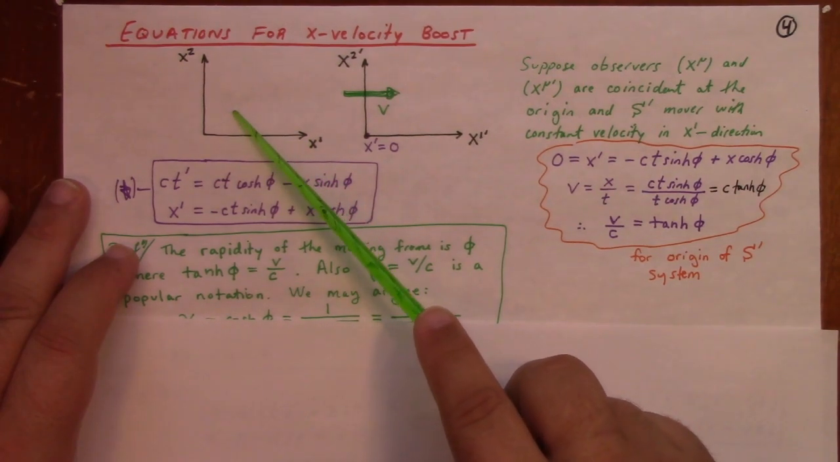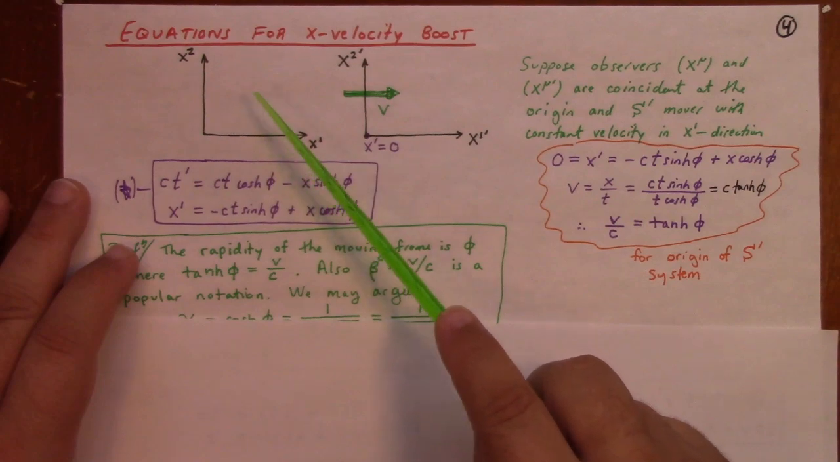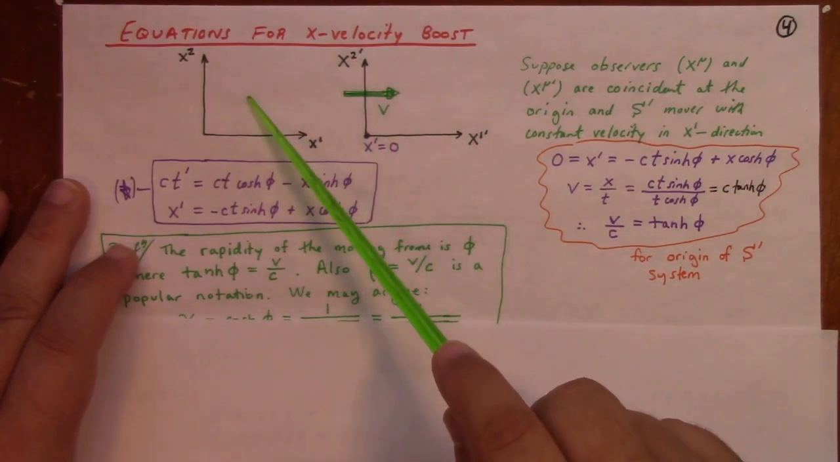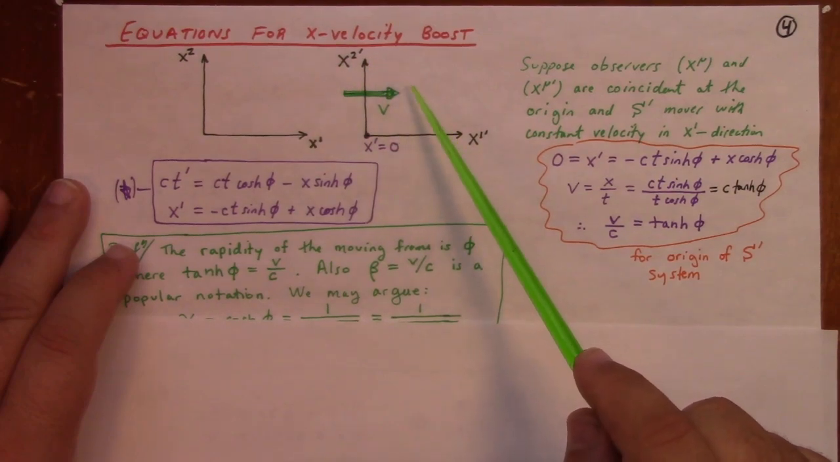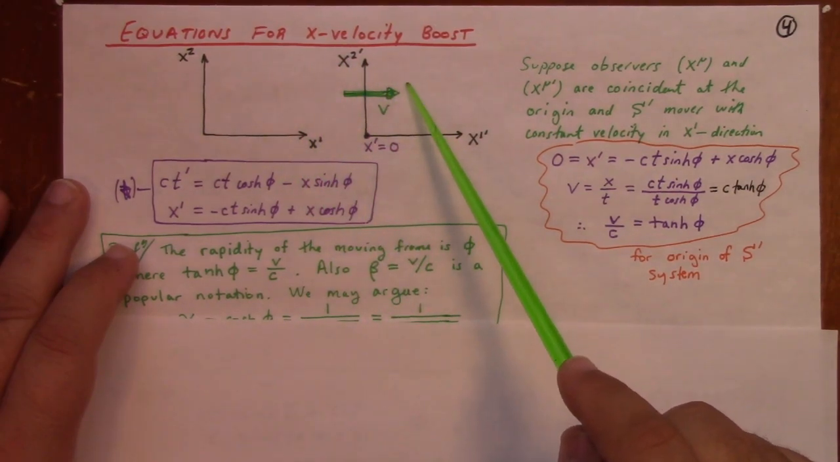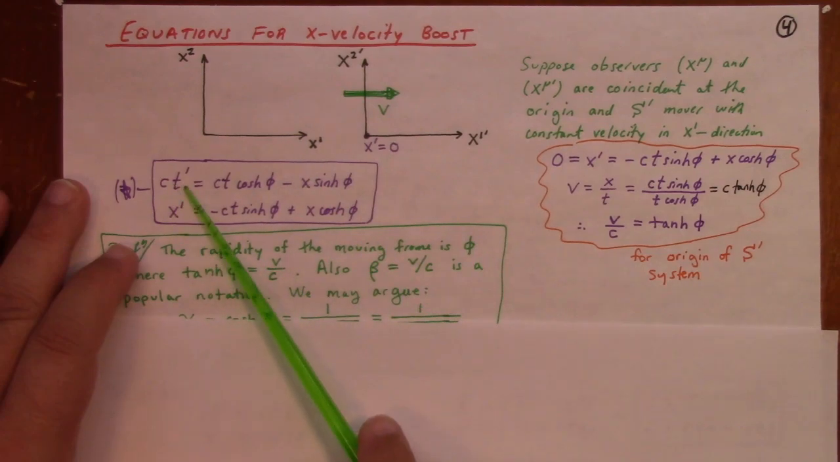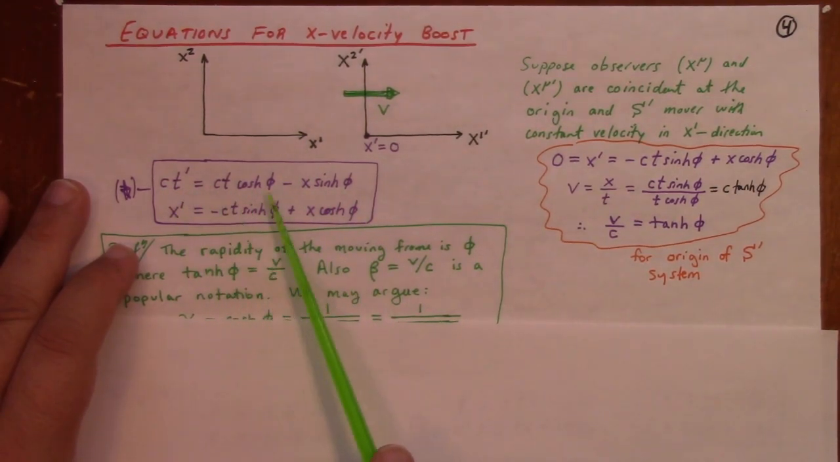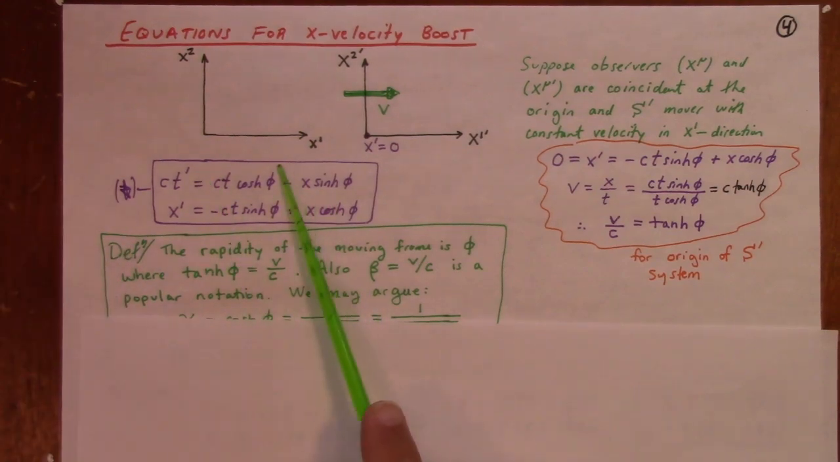It's not the case that the y and z velocities are matching for the primed and the unprimed frame. The reason for that, of course, is that velocity is also based on time, and the times are changing here. t prime and t are not the same. They are related in a somewhat complicated way right here.